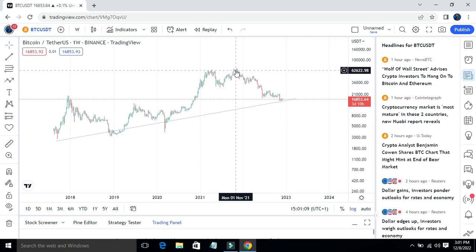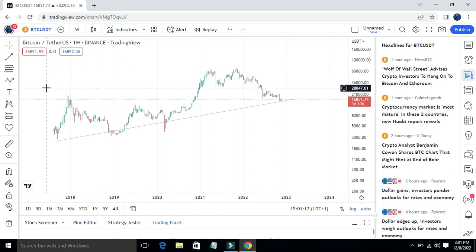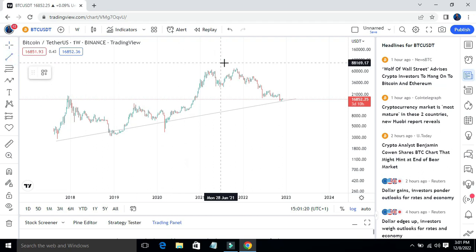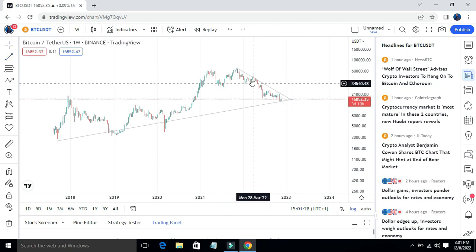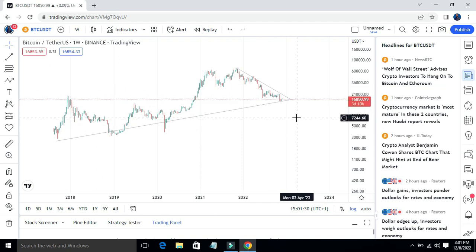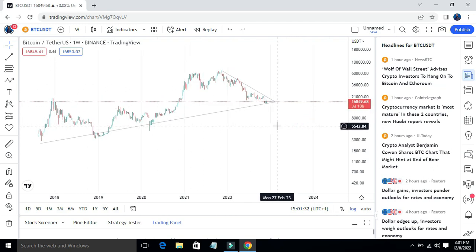The highest high of Bitcoin was on November 8, 2021. That was when Bitcoin went to all-time highs. From this all-time high, we have been going down since then to where we are now. So you can say that Bitcoin is currently in a downtrend. We are in a bearish market.